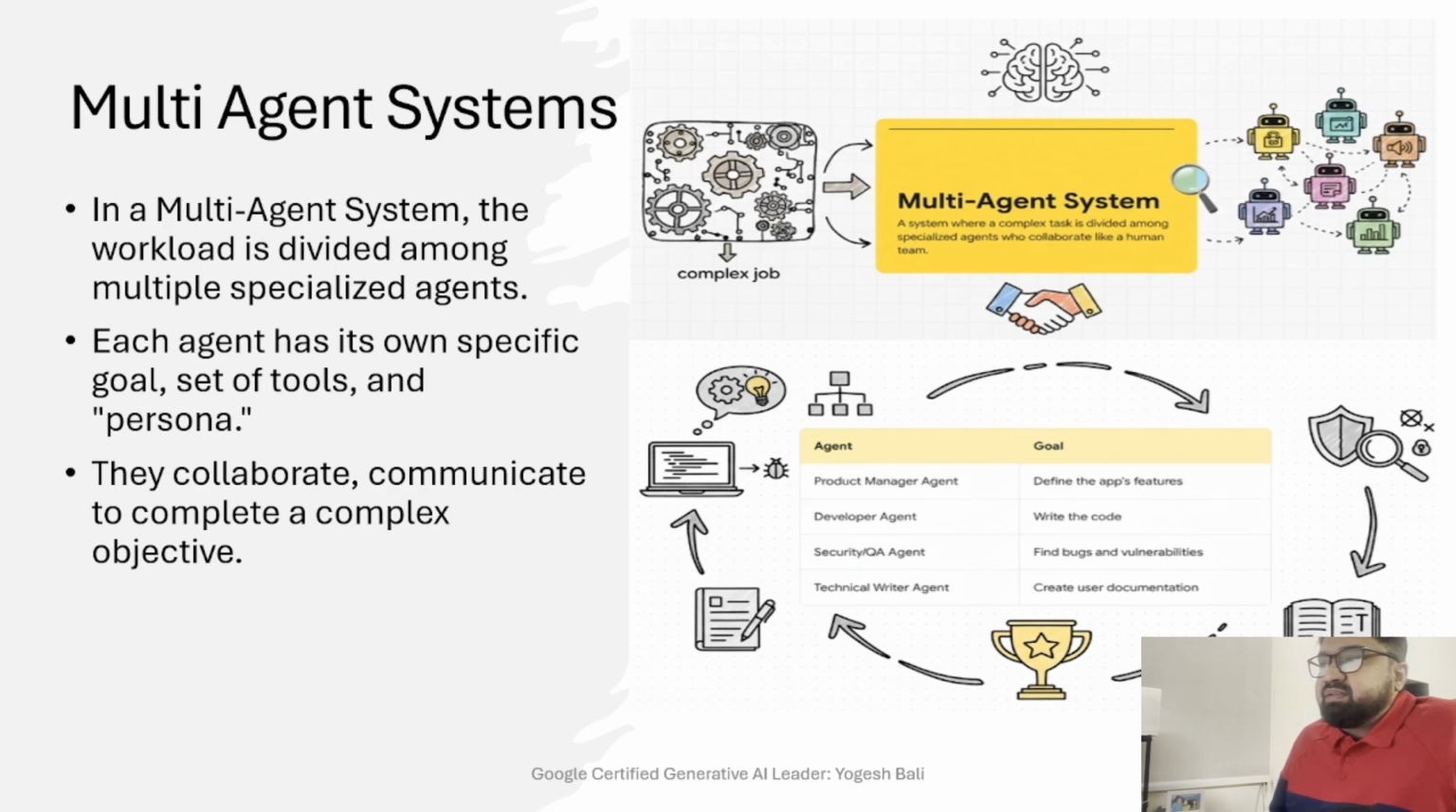Like if there is a requirement of building an application, we can have four agents. One is a product manager agent, which can define the app features. Then there comes a developer agent, which will do the code. Then there comes a security or QA agent that will do the testing and find vulnerabilities. Then there comes a technical writer agent that can do the documentation of the software. So for building software, we can divide this complex task into four or more agents, and this way we can achieve this goal.